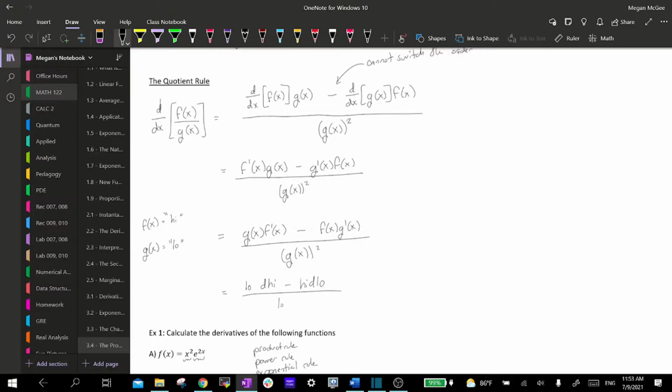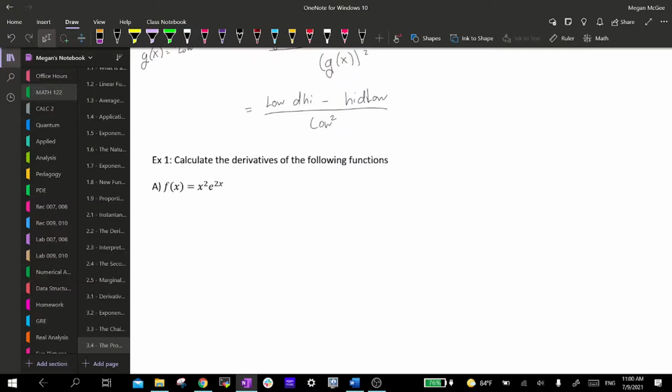So now we're going to actually implement these two rules. First we have f of x is equal to x squared times e to the 2x. So this is a product of functions, so we're going to need the product rule. We're also going to need a power rule and an exponential rule, because we have that e in there.